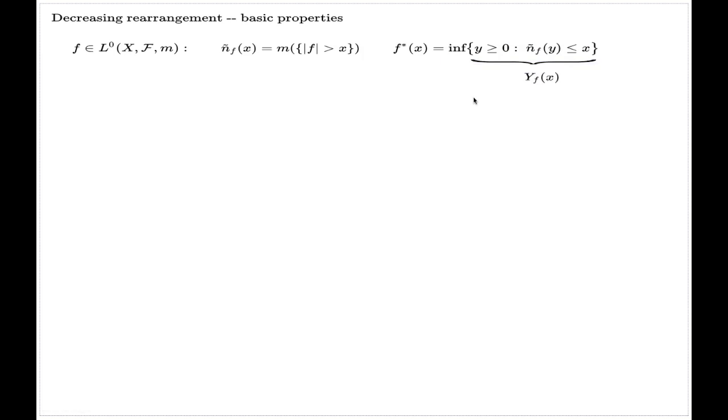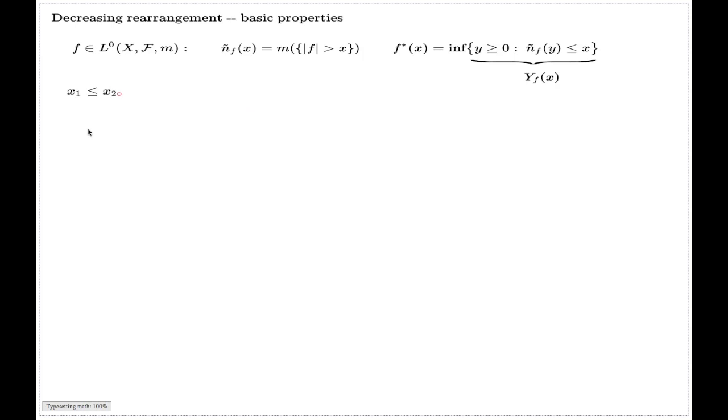Now we're going to look at the properties of the concept of decreasing rearrangement in a rather formal way. So first I will recall for you what the concept is. For a measurable function f, with tilde f its distribution function like this, the decreasing rearrangement is the function which is defined like that. For the convenience of the presentation, I will call this set Y sub f. Now, here are a few observations which I want to discuss.